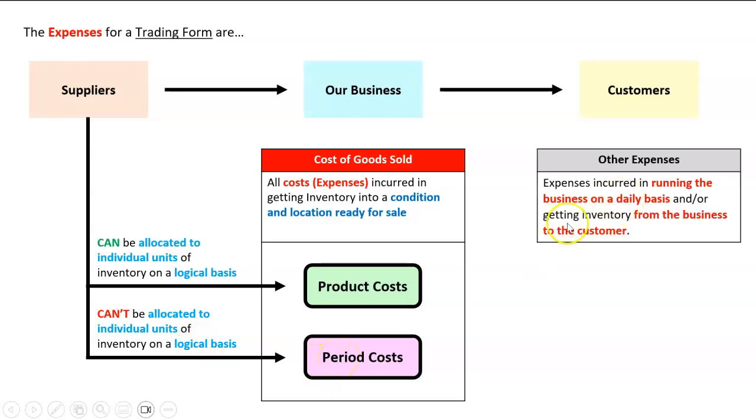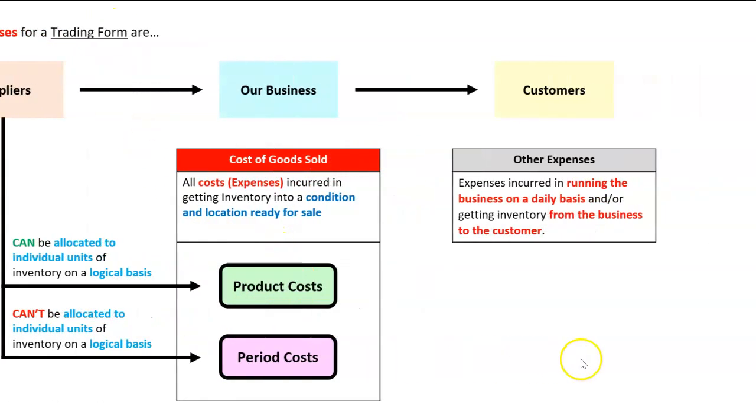We will still have other expenses like we always have, and we won't talk about those in the rest of this video because we'll deal with them later. We're just talking now, how can I spot the difference between a product cost and a period cost? Some things are clearly product costs and some things are clearly period costs.